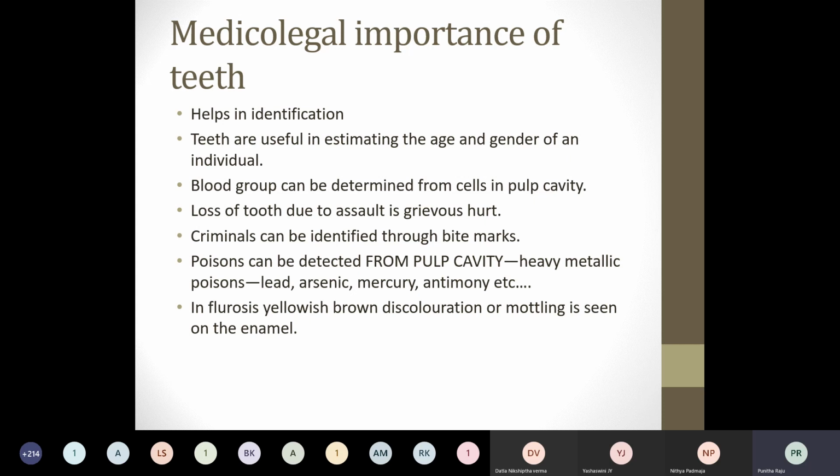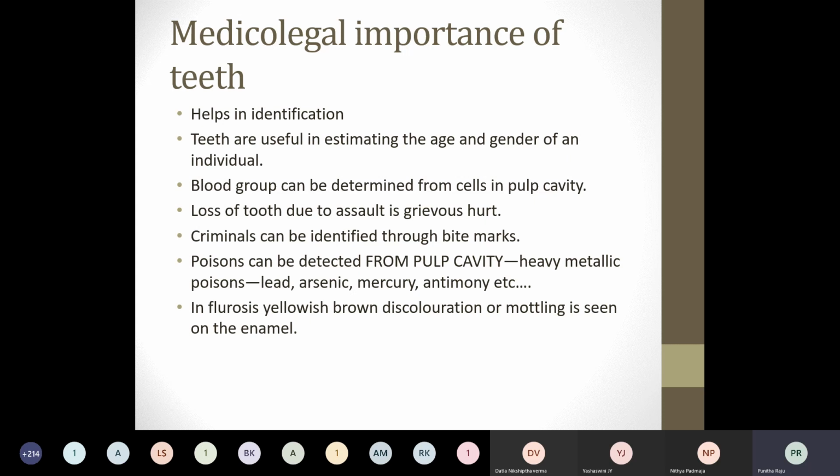And teeth are useful in estimating the age and gender of an individual. So, you can identify the age of the person, and you can also tell the gender of the person. Not only on gross examination, even if the pulp cavity is present, you can identify the gender of the person. That is very important. And you can also do DNA analysis of the person if the teeth are present. If the pulp cavity is intact, you can do DNA fingerprinting and identify the person.